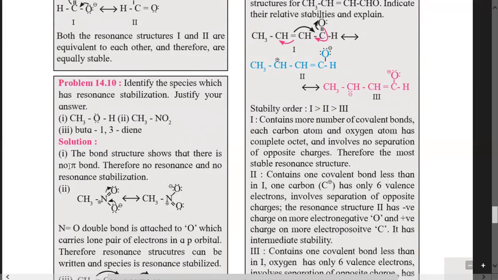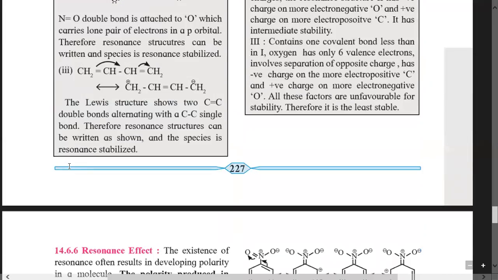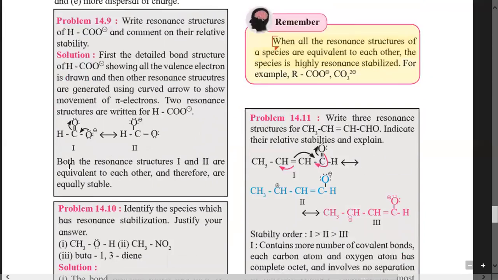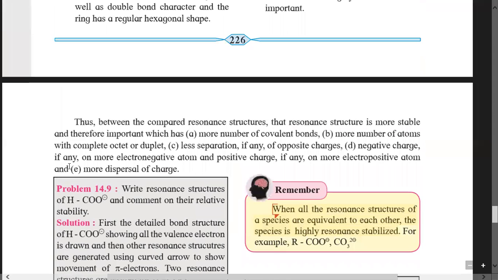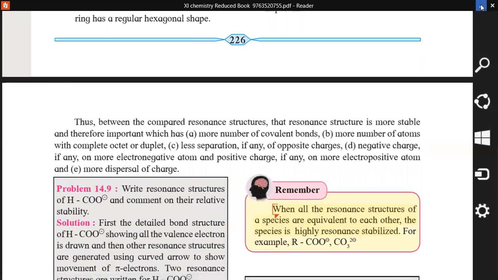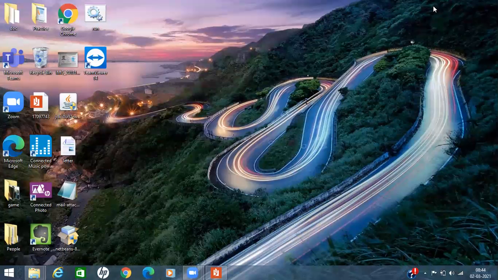So in this way we can draw different resonance structures for different molecules by using these rules. And that is about resonance structures, resonance theory, and the rules for writing resonance structures of molecules. Thank you.